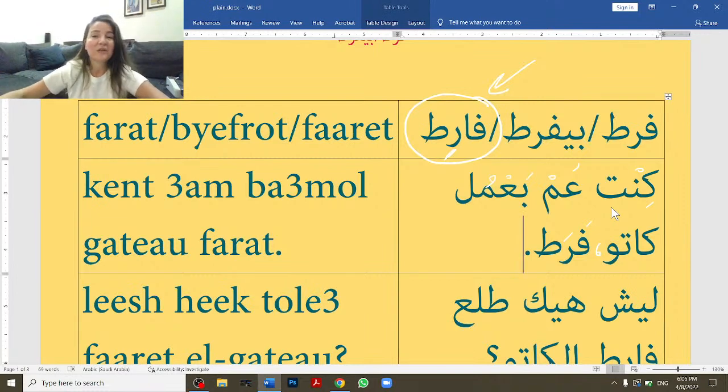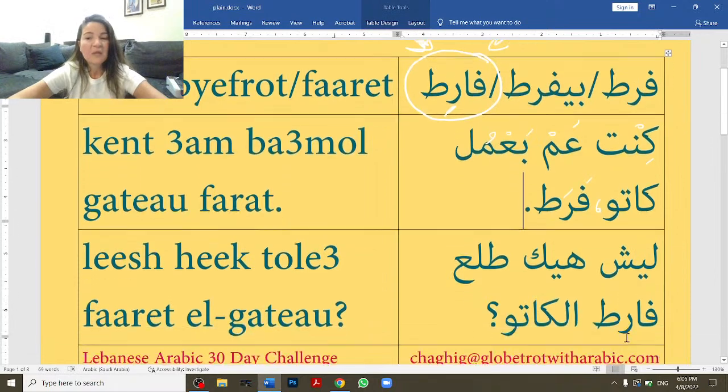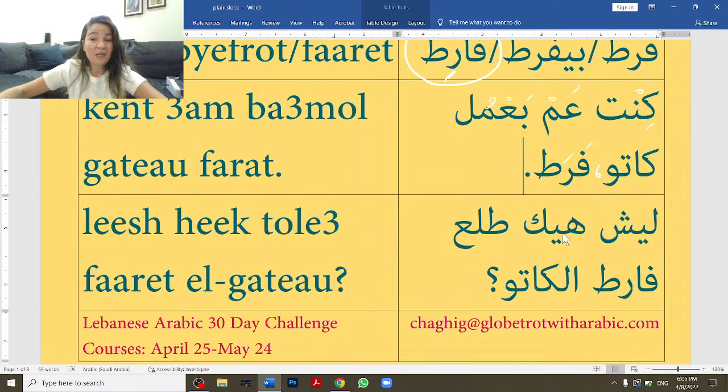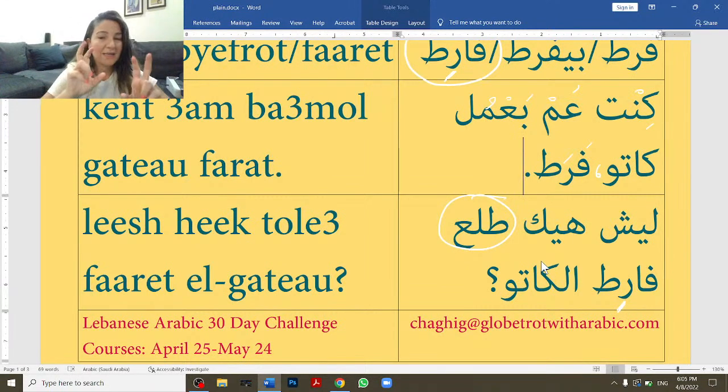In that case, you have to use the participle which acts as an adjective. فارد. So you can say ليش هيك طلع فارد الجاتو. ليش هيك? Why like that? Literally. ليش هيك؟ طلع فارت. Or you can just even say فارت. ليش هيك فارت الجاتو? Why is the cake crumbled down like that?